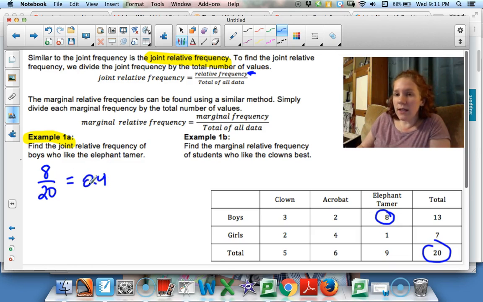Sometimes you'll see it written as a decimal like this. Often you will see this written as a percentage. So 40% of the people surveyed were boys who liked elephant tamers.